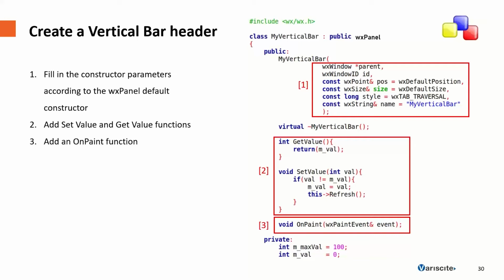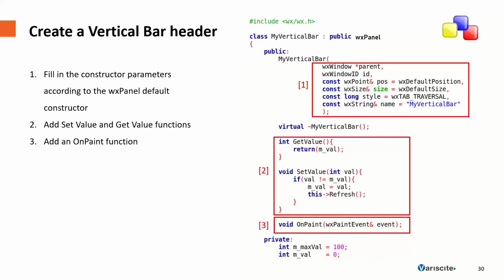The constructor parameters are invoked based on inheriting the parent class wx panel, and report the same variables used for the wx panel constructor plus additional things that we want to use. So we have the constructor, the destructor. We add some specific set and get value functions because we want to update this object. And also we need the onPaint function because we want to update the rendering on the screen.